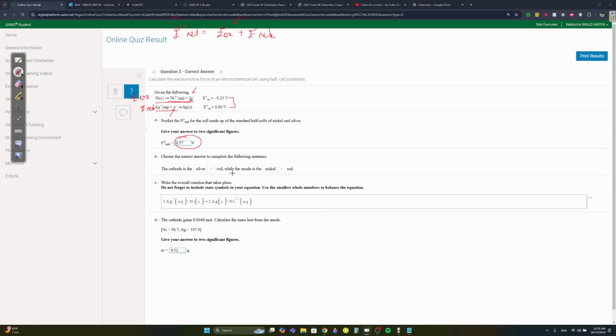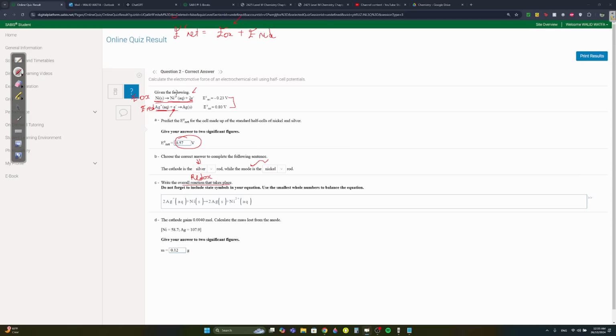Which one is the cathode, which one's the anode? You know that oxidization takes place at the anode. That means nickel is the anode. And reduction always takes place at the cathode, so that means cathode is Ag, which is the silver. Right? The overall reaction that takes place. Overall reaction, they basically mean redox.